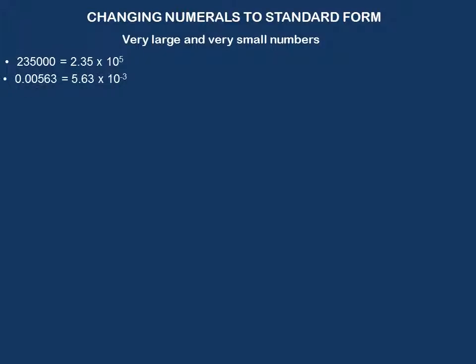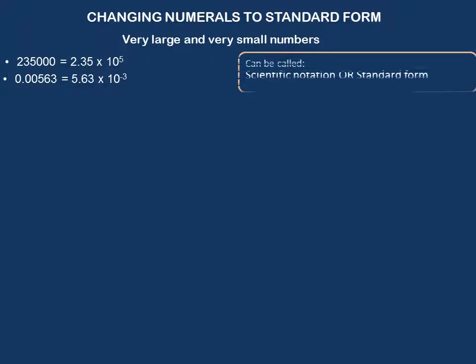In this tutorial we're going to learn how to change a numeral value into standard form. The standard form looks something like that. As you can see on your screen, these are the two types of how it looks, where in one the power is +5 and in another one it is -3.